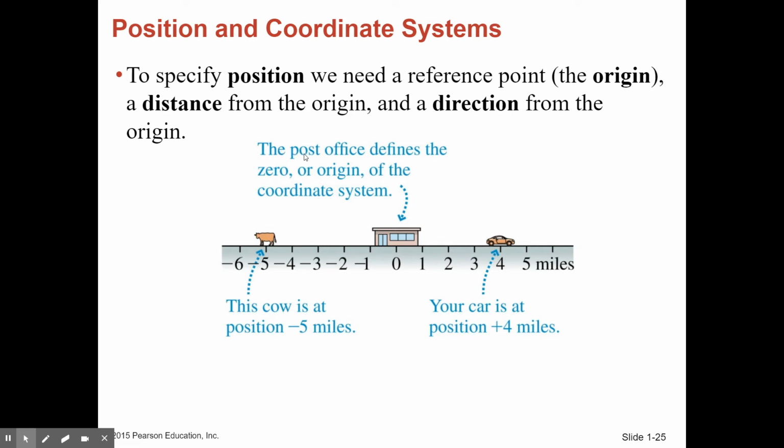So the post office defines the 0. It could be whatever, but we decided that the 0 was going to be the coordinate system. So this cow is at a position of 5 miles to the left of the post office. That's why there's a negative there. With the cow being to the left, this is 0, like a number line, right? So these are the negative x values, these are the positive x values. My cow is 5 miles in the negative x direction, so negative 5 miles away. My car, though, is 4 miles away in the positive direction.